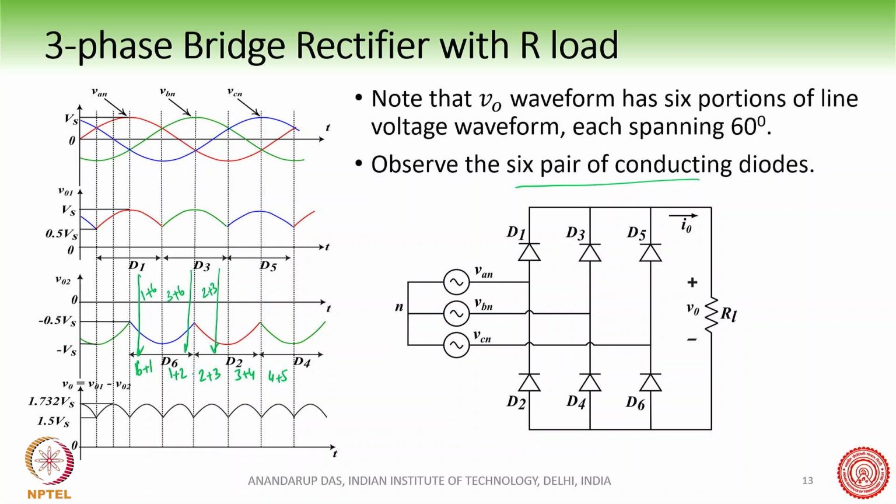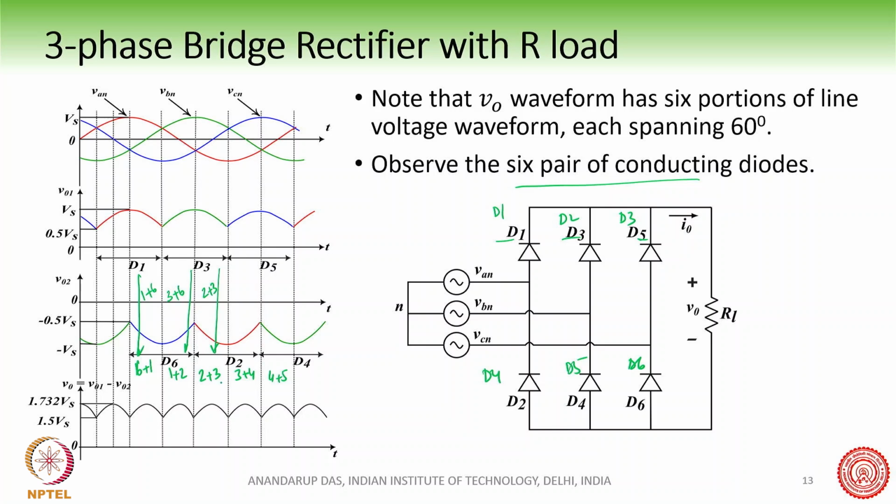This was the reason why we had this kind of numbering, but you can always write that this is D1, this is D2, this is D3, and D4, D5, and D6. You can also write down your diodes numbered like that.